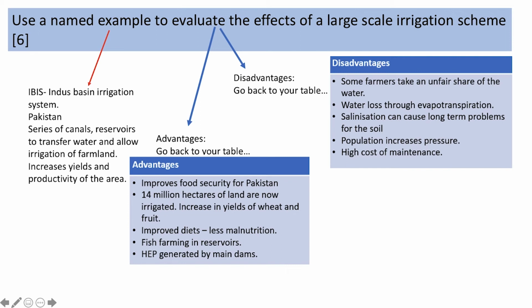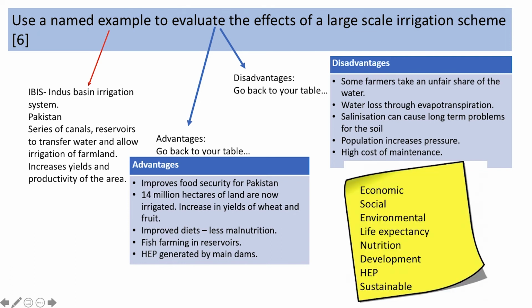Now, before I start any 6 or 9 mark case study type question, I'm always going to try to think about the key words and the key language that I'm going to include. Remember, we're writing as geographers. So the phrases economic, social, environmental, life expectancy, nutrition, development, HEP and sustainable are words and phrases that I'm going to try to shoehorn into my answer.